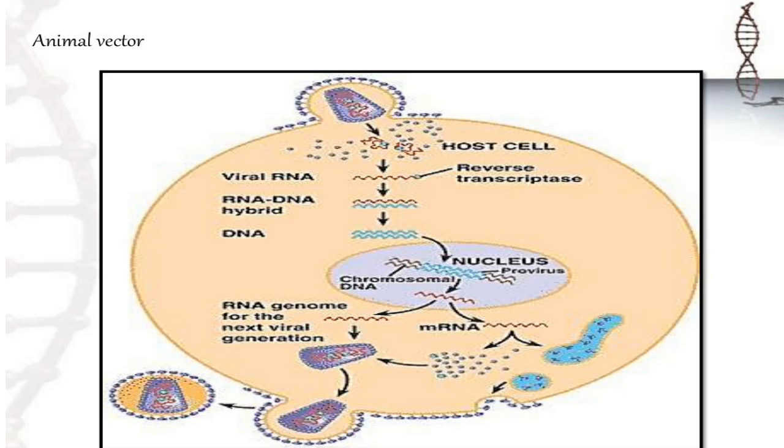Same thing in the case of the animal vector. Viral DNA is transferred into the host cell, and then the host cell multiplies and forms a number of copies of that retrovirus.